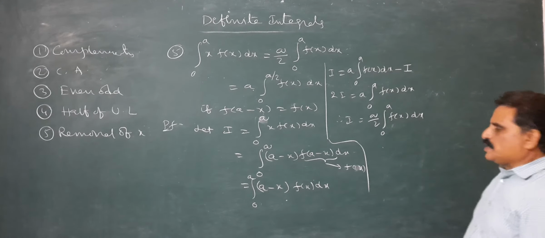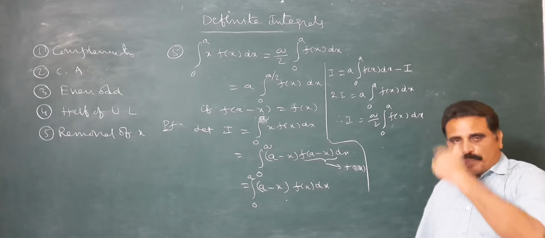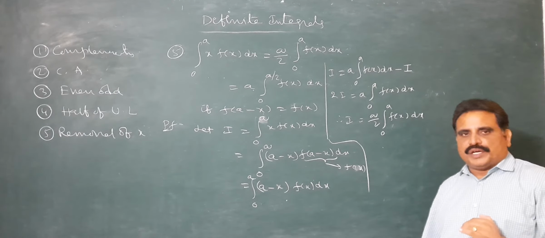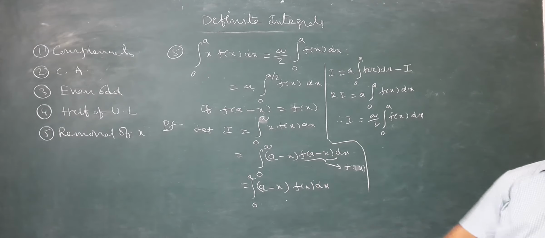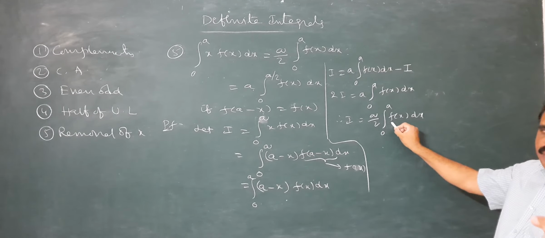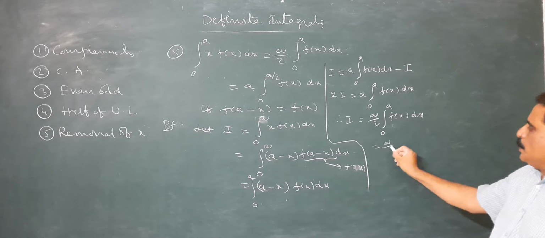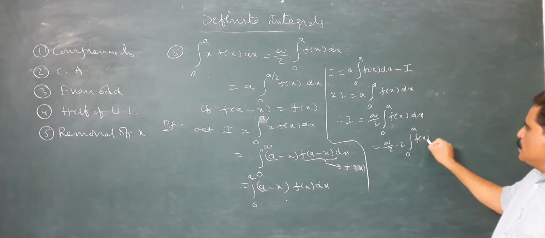A by 2 f of x dx. But by the half of upper limit property, the fourth property actually, you observe that. With the condition f of a minus x equal to f of x, you can write 2 times. That means a by 2 into 2 times integral 0 to a by 2 f of x dx. So the 2 cancels, we get a times integral 0 to a by 2 f of x dx.